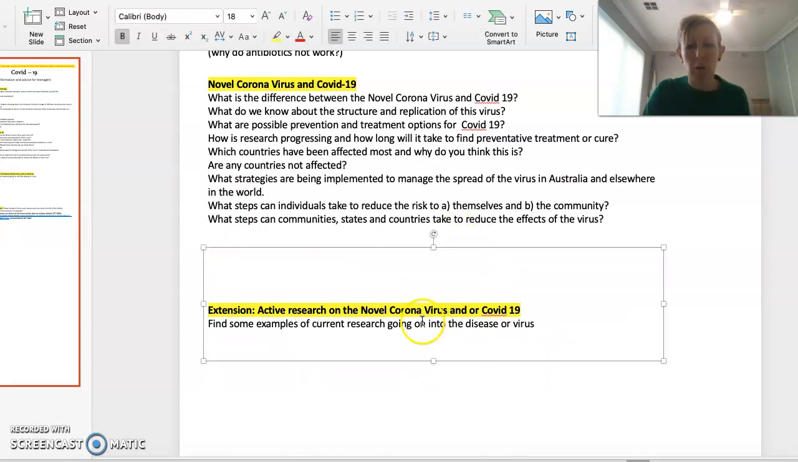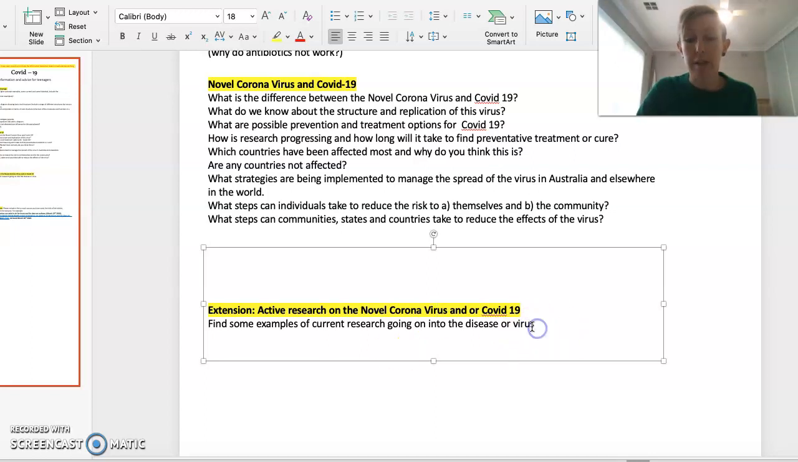Here, this one is actually quite important, so I have put it as an extension activity. But the research going on into COVID-19 at the moment is extensive. Many of the developed countries around the world are investing a lot of money and time and expertise into trying to, firstly, they identified the virus, and we did a lot of that here in Australia. And then they're working on how to try and treat the virus and also prevent the virus from infecting people using vaccinations.